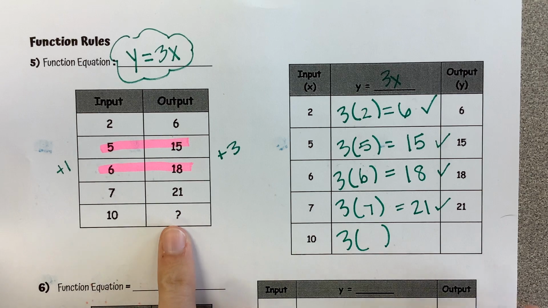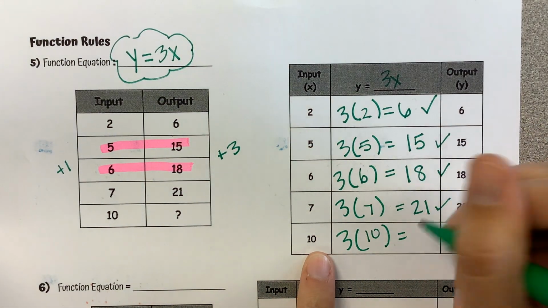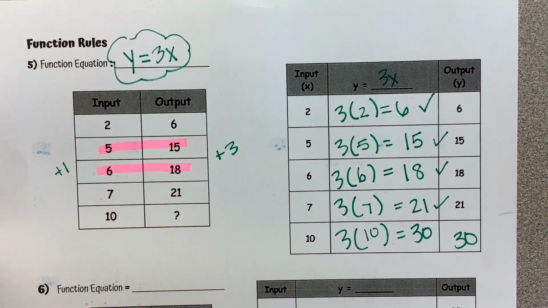And now I can solve for that unknown value. We're doing 3 times our x value of 10, which is 30. So that unknown value is 30.